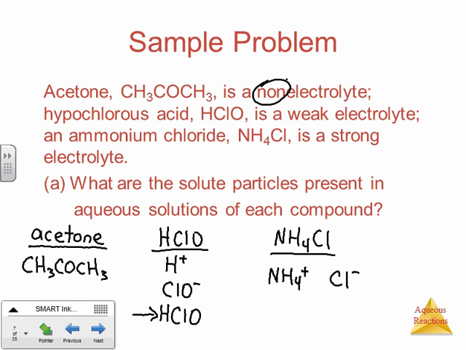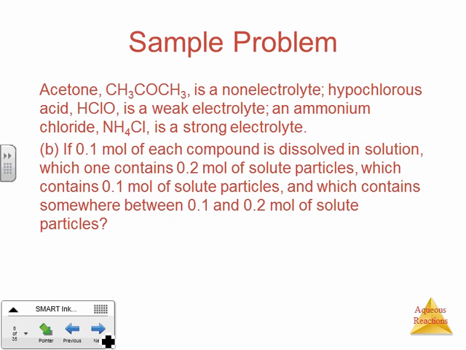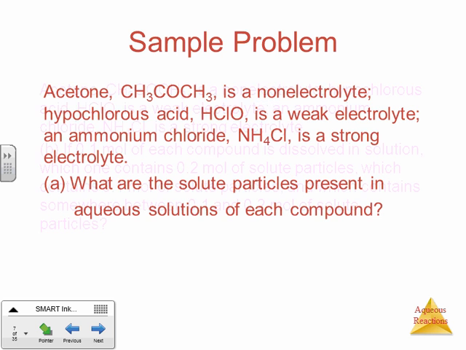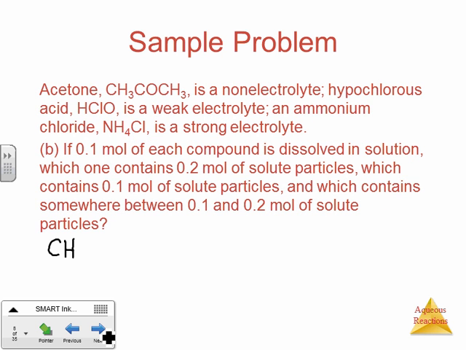So we've got this acetone here, okay? Let me read the question again. If you put 0.1 mole of each compound into a solution, okay? So we put 0.1 moles of the acetone into a solution. It's not going to split apart, so it's still going to be 0.1 moles at the end, okay? So the CH3COCH3 is still going to be 0.1 moles at the end, because it doesn't split apart into anything.